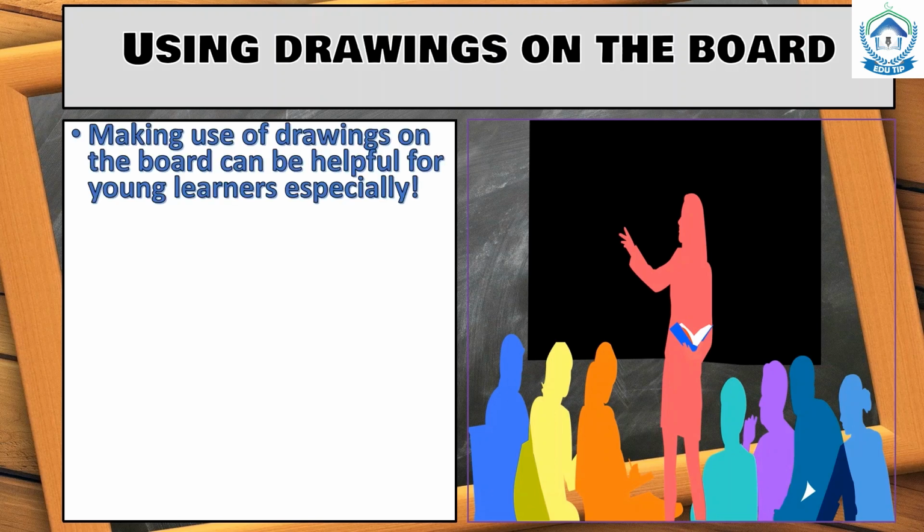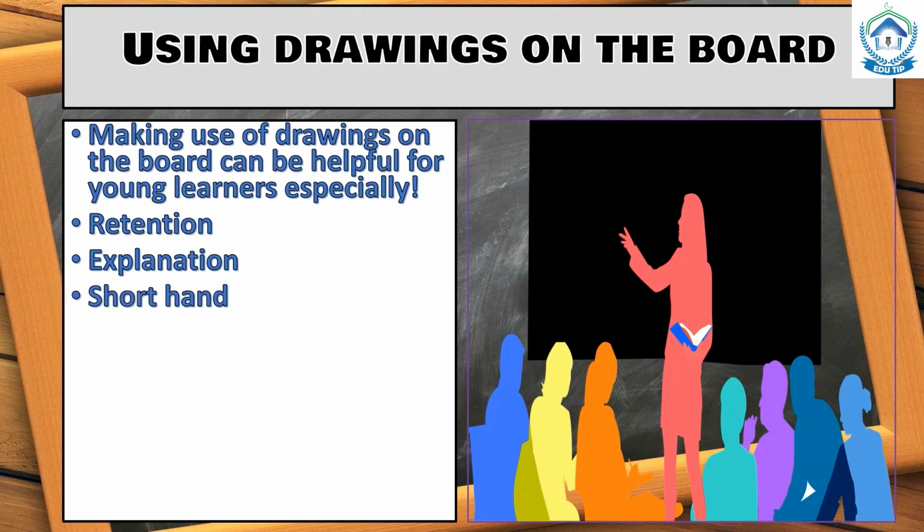Making use of drawings on the board can be helpful, especially for the younger learners. It can help them with retention. Bright, beautiful pictures are going to be more interesting to look at than a whole block of text. As well as this, it is a good method to use for explanation for things like verbs, to give them an idea of what the action actually means. You can use it for shorthand if you don't want to write out full sentences or paragraphs. All in all, it's just good for emphasizing the structures or the vocabulary that you are trying to teach.